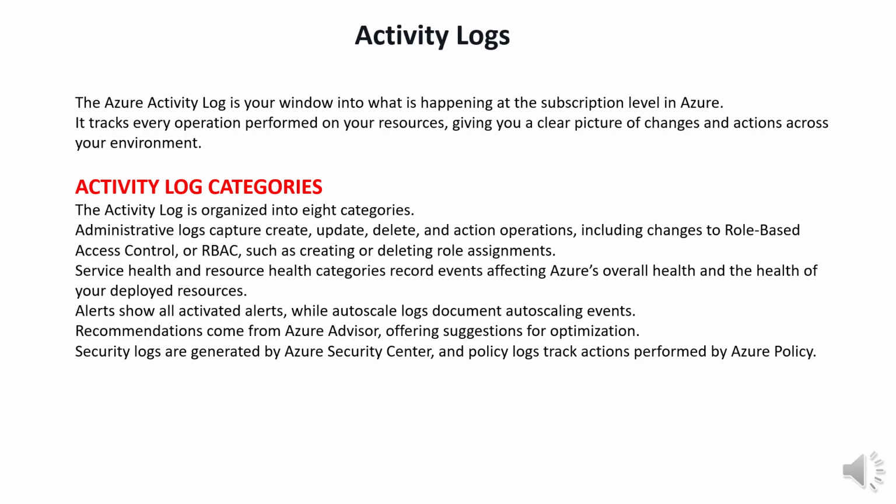Activity Log Categories. The Activity Log is organized into 8 categories. Administrative logs capture create, update, delete, and action operations, including changes to role-based access control, or RBAC, such as creating or deleting role assignments. Service health and resource health categories record events affecting Azure's overall health and the health of your deployed resources.